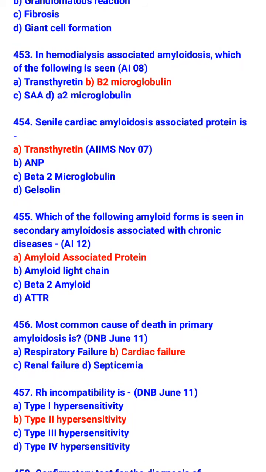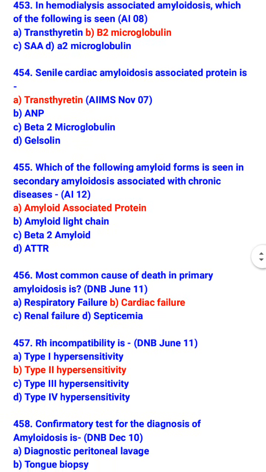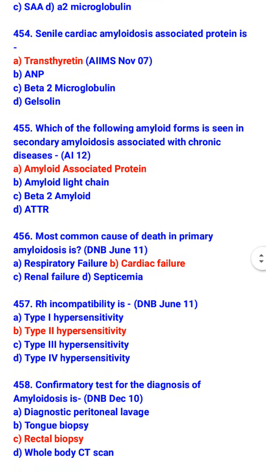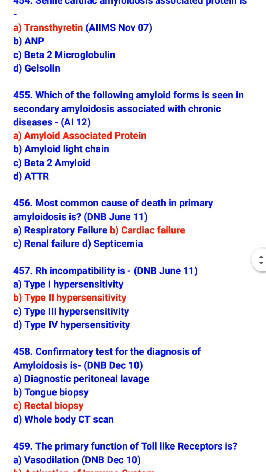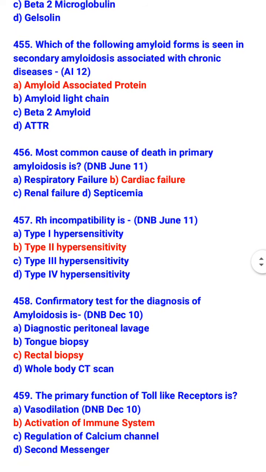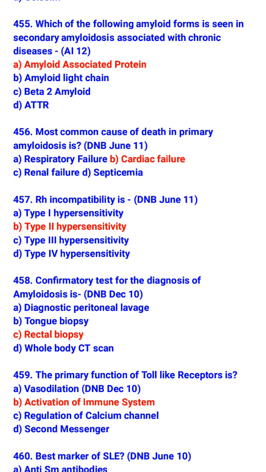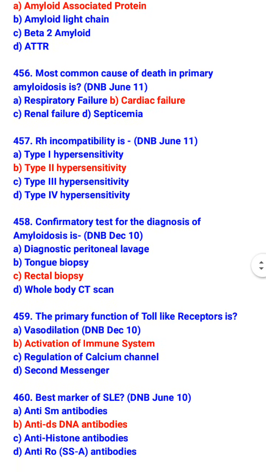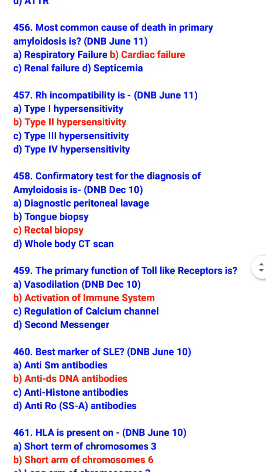Which of the following amyloid form is seen in secondary amyloidosis associated with chronic diseases? Amyloid associated protein. Most common cause of death in primary amyloidosis is cardiac failure. Rh incompatibility is type 2 hypersensitivity. Confirmatory test for the diagnosis of amyloidosis is rectal biopsy.